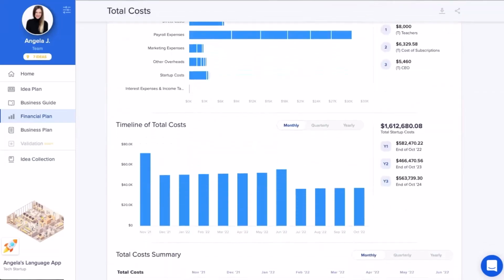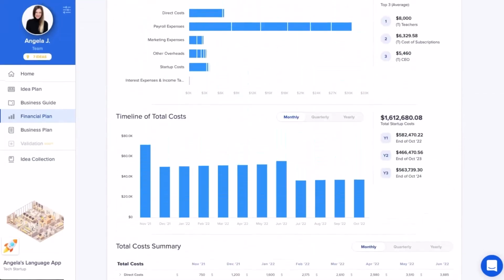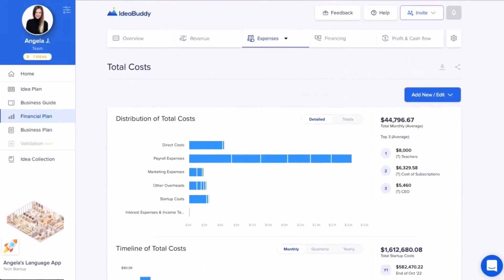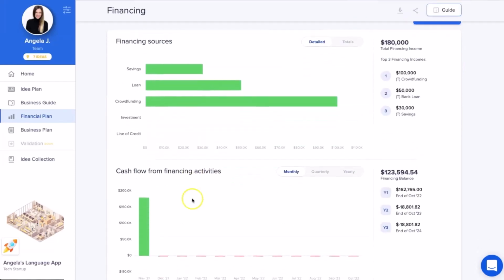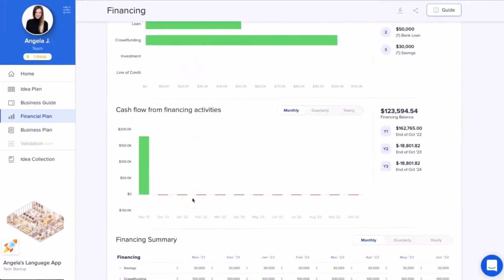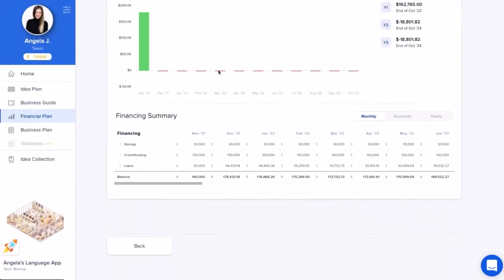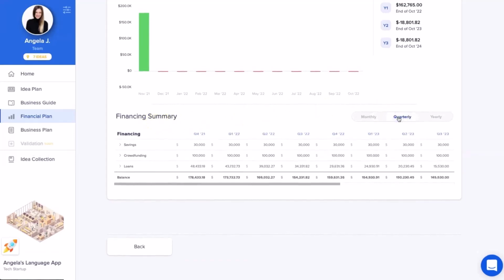Here you can look at a timeline of those costs and look at a detailed summary. So how are you going to cover those expenses? Through financing. So you will look at your financing sources. You can see it all here in one place. And of course, you can look at your cash flow from the financing activities, which would change here if it was a little bit different each month. And you can program all of that in the business guide. And then of course, you can look at your financing summary in detail. Every little detail is there. And you can look at it over time, monthly, quarterly, yearly.